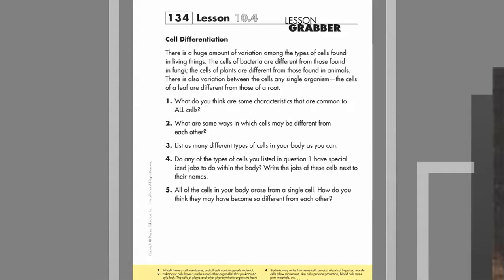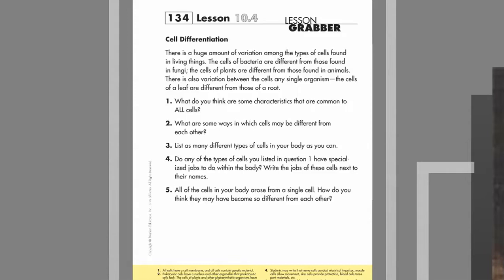Now, how does that tie into this lesson? Well, one of our goals today is to understand how cells become specialized for different functions. We all know that we are made of cells. That's one of the characteristics of life. But how do we get from one cell to many through asexual reproduction?